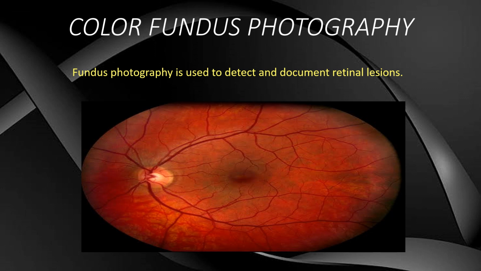Color fundus photography. Fundus photography is used to detect and document retinal lesions. The patient's pupils are widely dilated before the procedure. The resulting fundus photographs can be viewed stereoscopically so that elevations such as macular edema can be identified. Visual acuity is diminished for about 30 minutes as a result of retinal bleaching by the intense flashing lights.